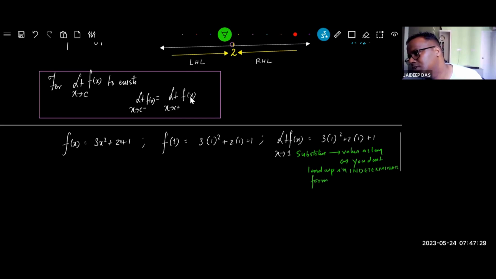As long as mom is not watching, you can watch anything. As long as you don't land up in indeterminate form, you can otherwise go ahead and substitute.